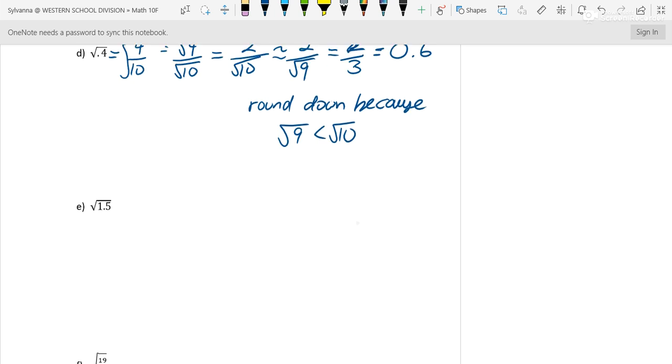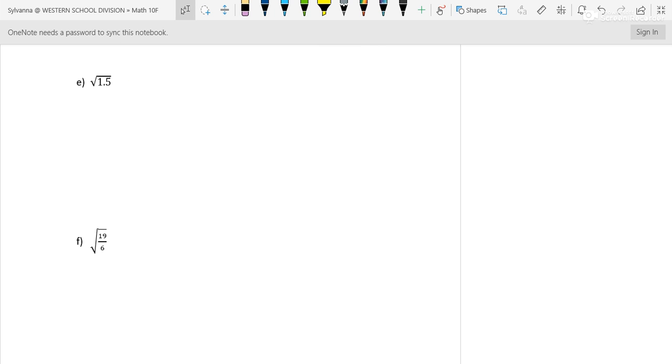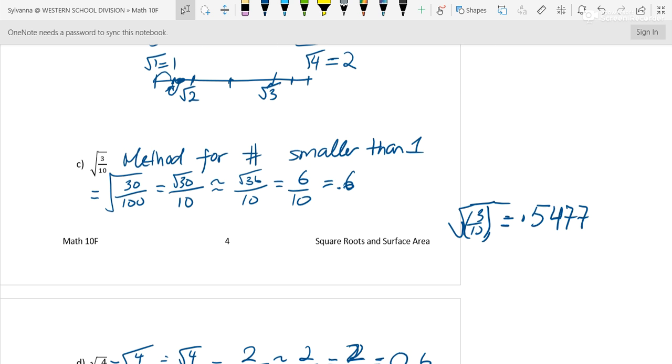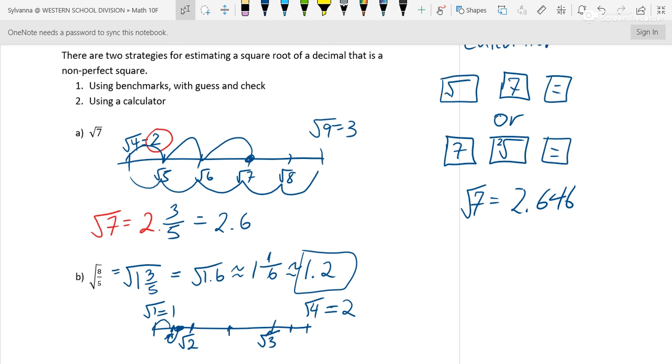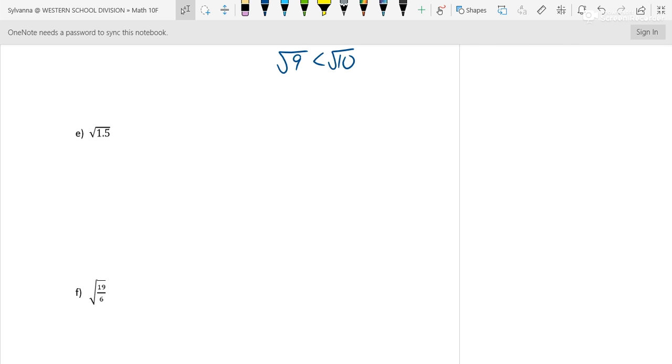Okay, so the next one, root of 1.5. So this is going back to the method up here, when we were using a number line and benchmarks. Okay, so 1.5 sits in between the root of 1 and the root of 4.